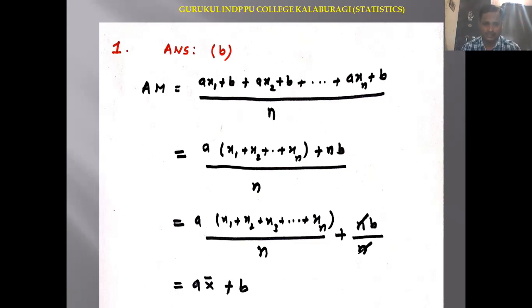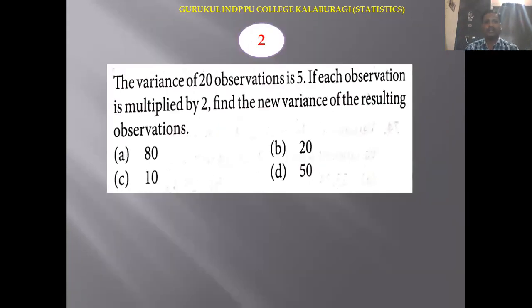Now split this: a times x1 plus x2 and so on up to xn divided by n is one part, and nb divided by n is another part. Why? Because we know that x1 plus x2 plus x3 and so on up to xn divided by n is nothing but x bar. So it becomes a x bar plus, where n gets cancelled, what is left is b. So the right option is the second option, that is a x bar plus b. Now we'll move to the second question.